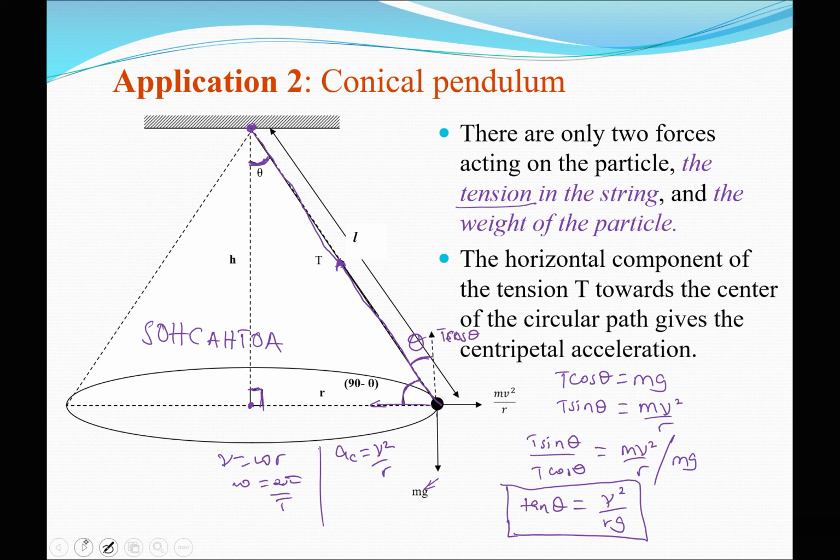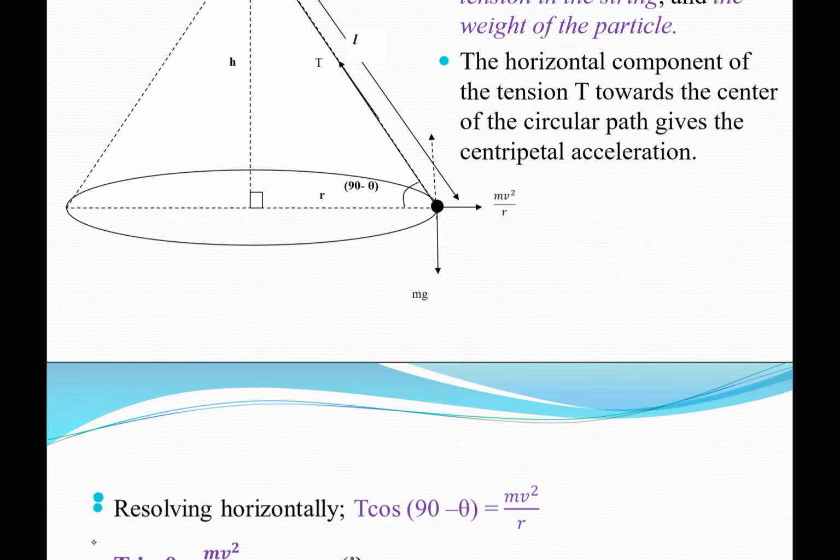So that one is an application. The object describes a conical shape. It makes the string sweep through a conical shape whose angle is theta from the vertical. So that's why we call it a conical pendulum.